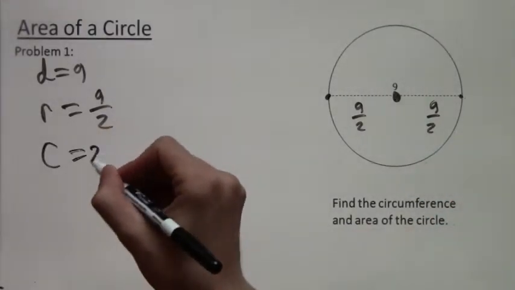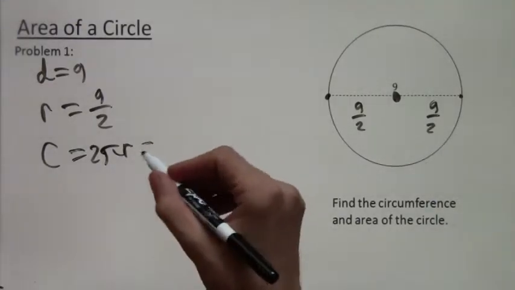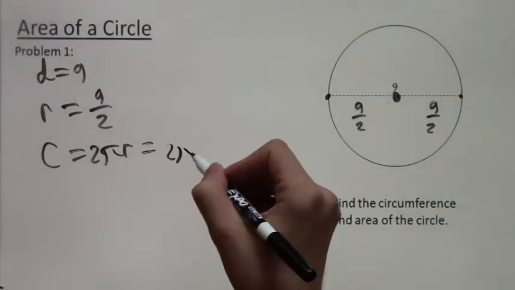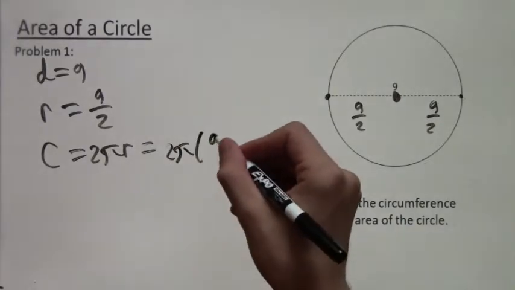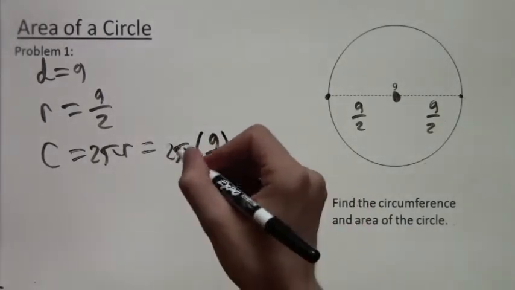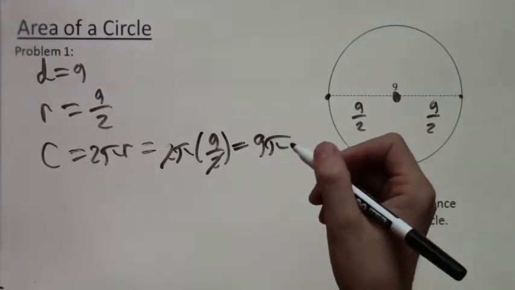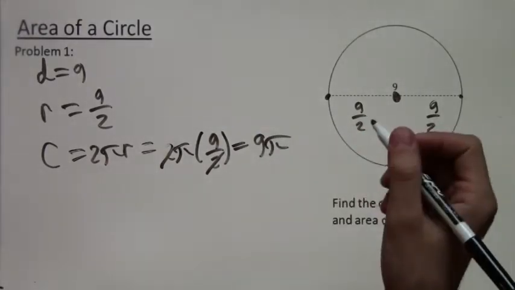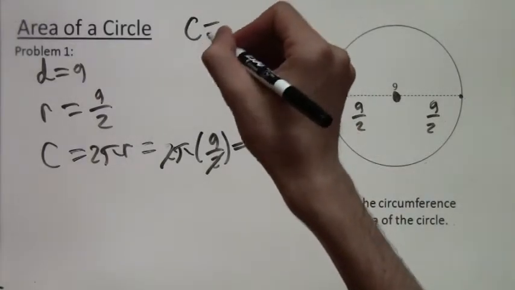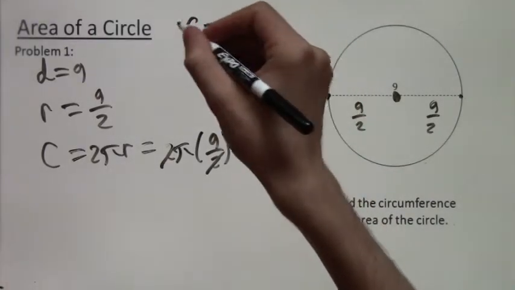And why did we find r? Because we need it. In the formula for C, we have 2 pi r. Now we can replace r with 9 halves. We have 2 pi times 9 over 2. And this simplifies, and we get 9 pi. So the circumference, C, is 9 pi. And I'll just write it up here.